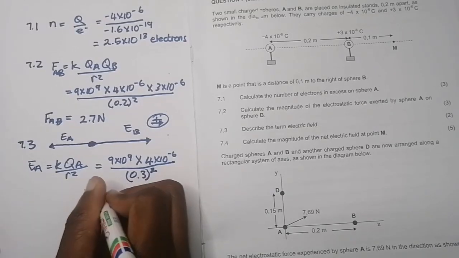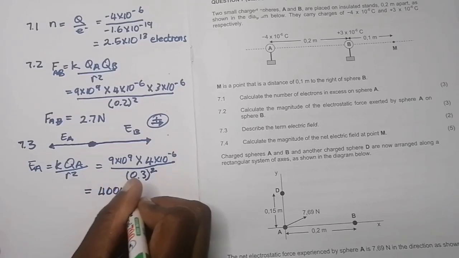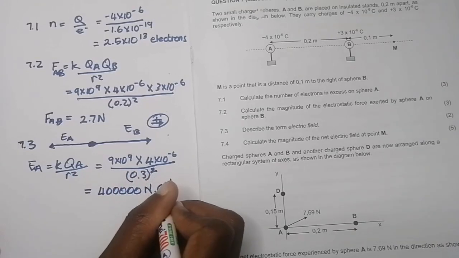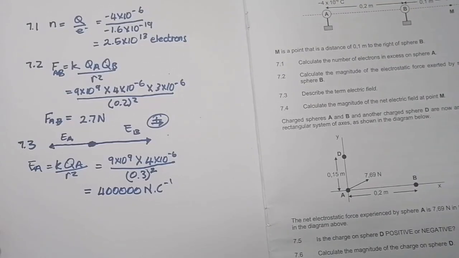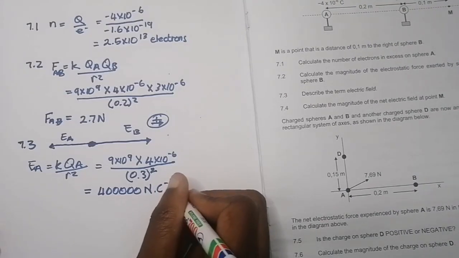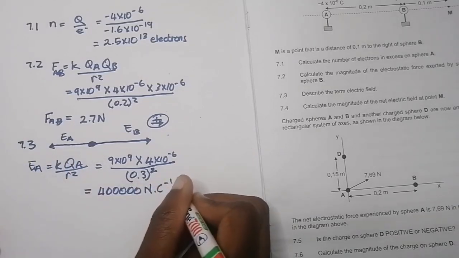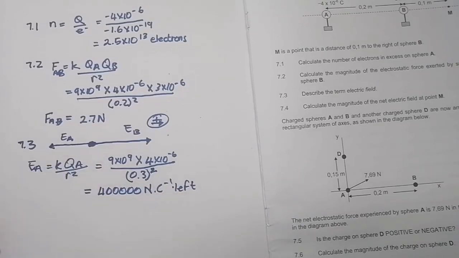Okay, and my answer is 400,000, or you can say 4 times 10 to the power 5. So that's 400,000. And remember, field is measured in newtons per coulomb, right? And I'm going to state direction there. Okay, and remember, our direction is, we said, to the left, okay? Or you can say to the west.